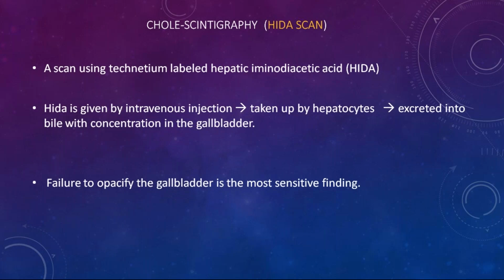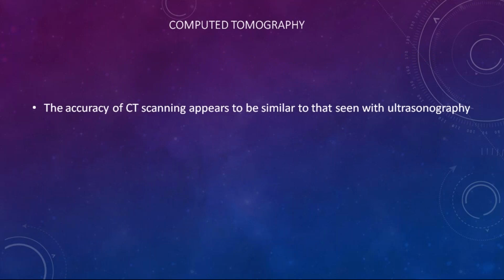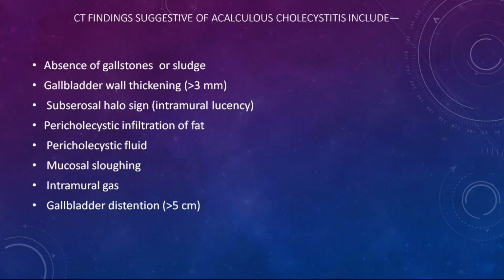So next is scintigraphy, this is the HIDA scan. You give iminodiacetic acid through the intravenous route, which is taken up by the hepatocytes. The specificity is 100%, but as I said, it is not easily available and it is very costly. So again, CT can be done. It also gives you a good picture. The findings are the same in CT also.